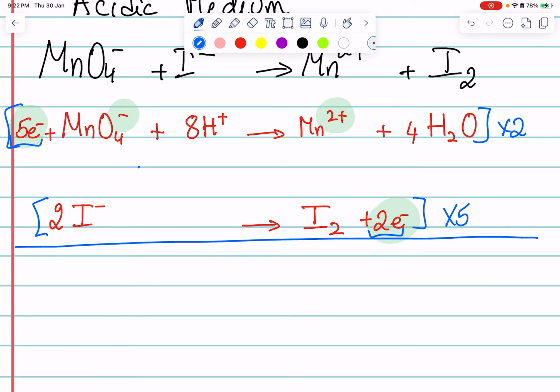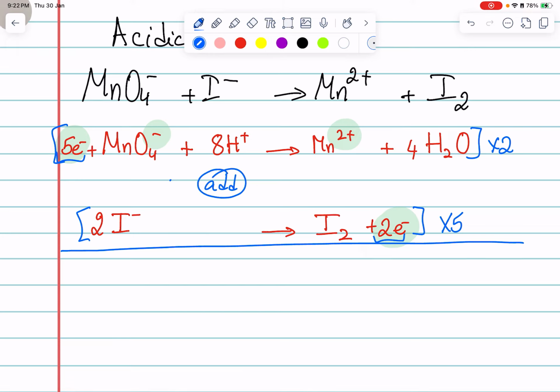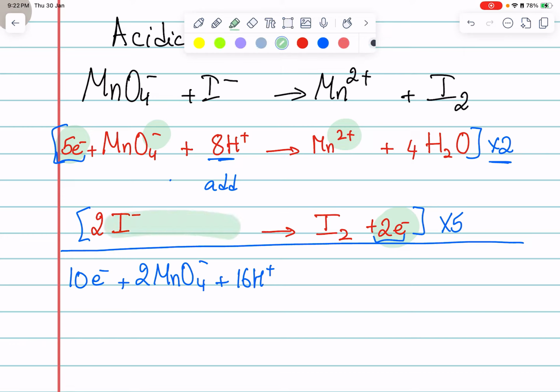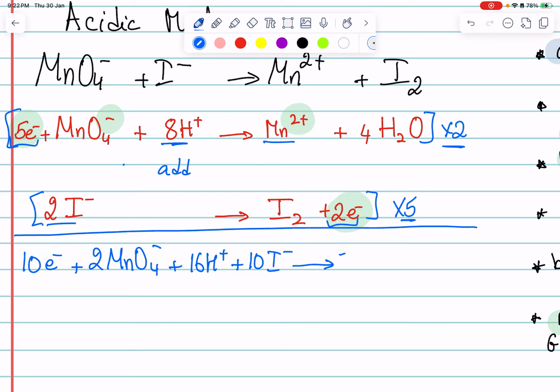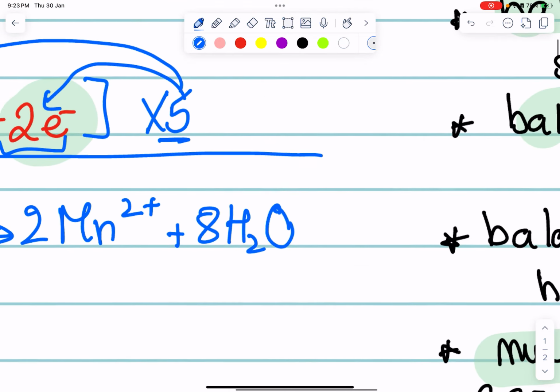And now we write both equations, we add them together. So, first of all, 2 multiplied by 5, that is 10 electrons, and 2 MnO4 minus, and 2 by 8, that is 16 H plus. Also, don't forget to add what's on this side as well, because we are adding both half equations. So 5 multiplied by 2 I minus, that is 10 iodide ions. Now, 2 Mn2 plus, and 2 by 4, that is 8 H2O, 5 by I2 and 5 by 2. So plus 5 I2 and 10 electrons.